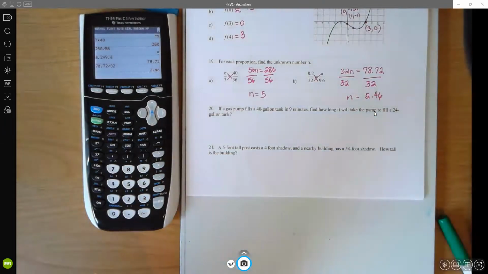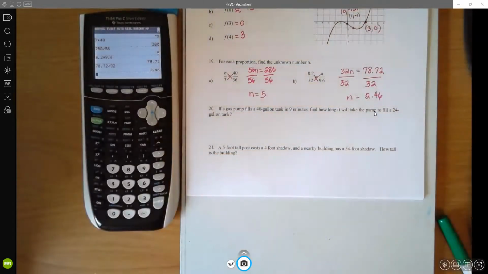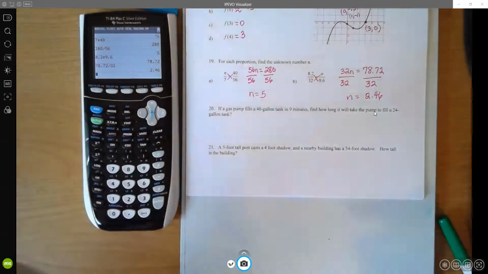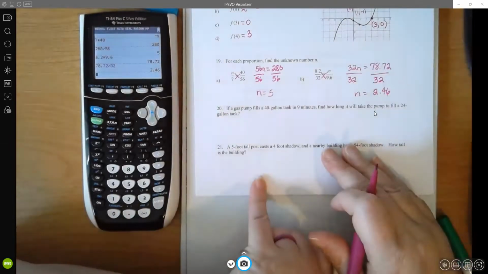Well, it's a good thing I did this one over. I'm retaping this one, and in the first one I got the wrong answer. 78.72 divided by 32. Apparently I can't type, because I got the wrong answer the other time. This time I got 2.46, which is a much nicer answer.